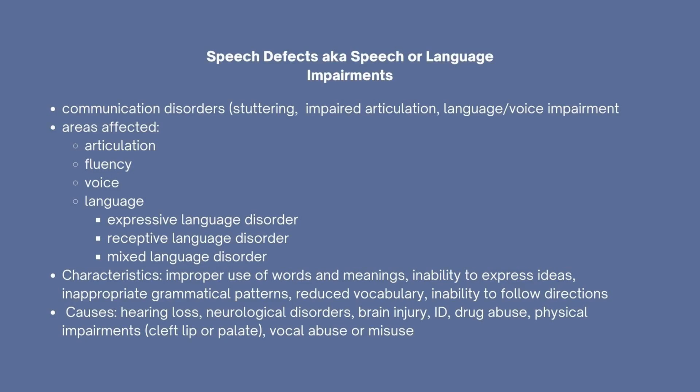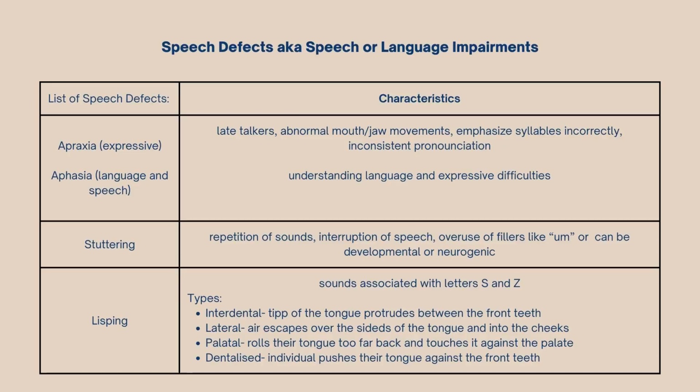As for the causes, it could be hearing loss, neurological disorders, brain injury, ID, drug abuse, physical impairments such as cleft lip or palate, vocal abuse, or misuse. Now let's be familiar with the different speech defects. First, apraxia. It is an expressive disorder. They could be late talkers, have abnormal mouth or jaw movements, emphasize syllables incorrectly, and have inconsistent pronunciation.